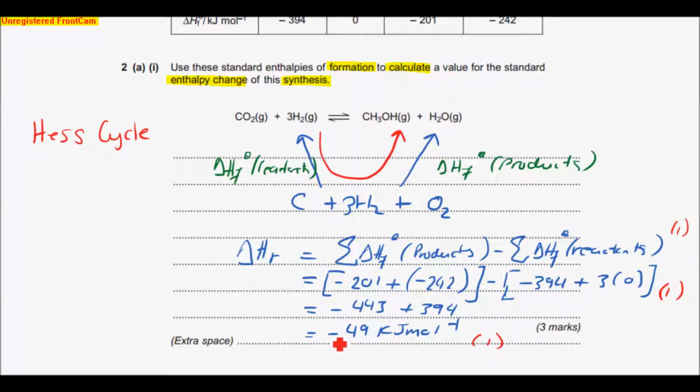Now, the sign is negative because of the way we've written out the answer here for the Hess cycle. It's the products take away the reactants. Products take away the reactants. If you've got a value of plus 49 kilojoules per mole, you'd lose a mark in your examination paper.